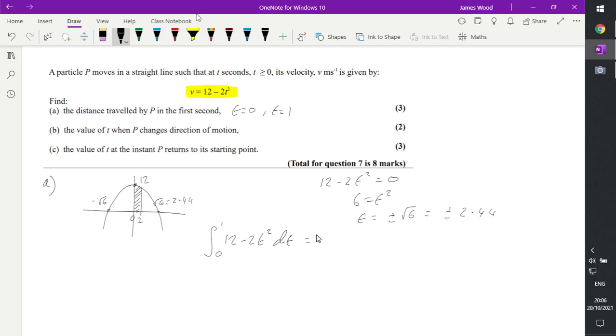I'm just going to do that on my calculator. And I get 34 over 3, or 11 and a third, or 11.3 recurring.